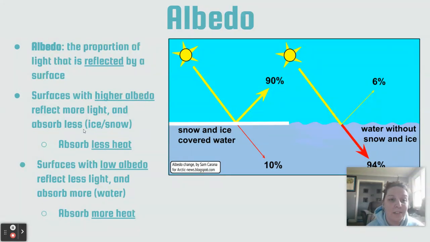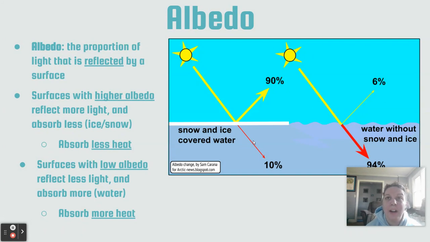So we know that surfaces that have a higher albedo are going to reflect more light, and so that means they're going to absorb less. So things like ice and snow, they're absorbing less, so they're going to have those cooler temperatures. Think about something like a mirror. A mirror has 100% albedo, everything is reflected off of that.